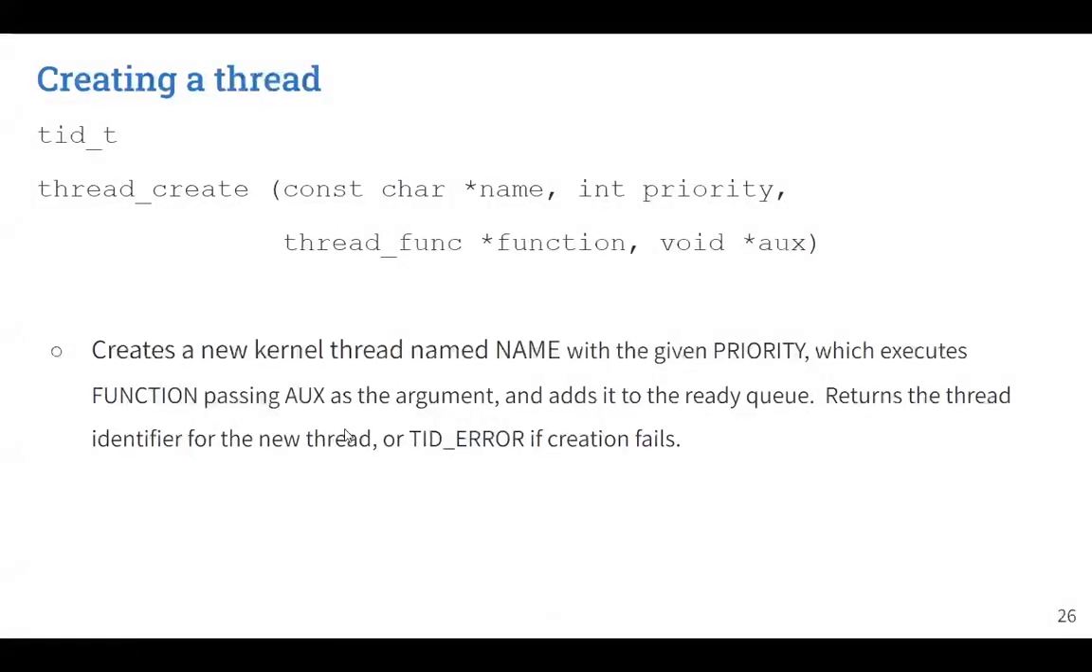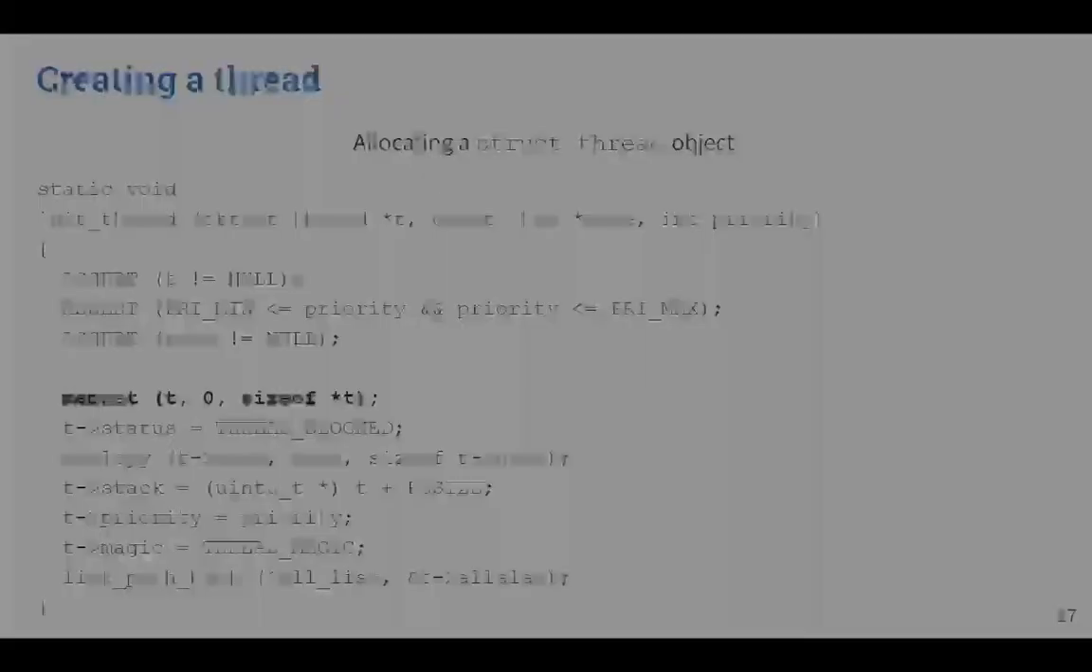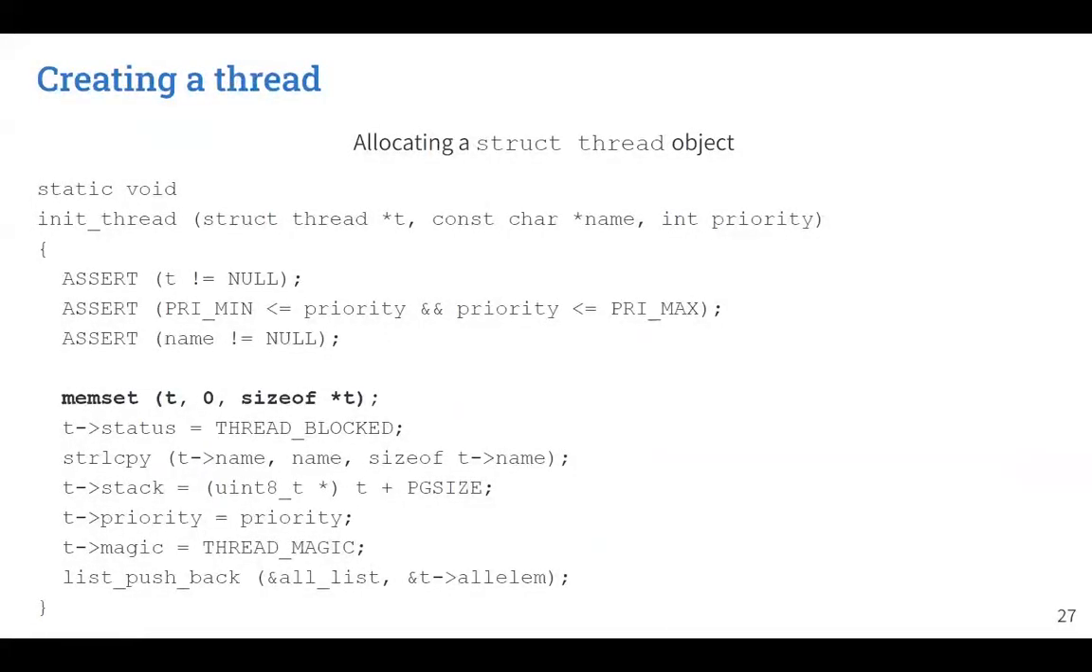So to create a thread, you should use the thread create function. What it does is it creates a new kernel thread named name with the given priority, which executes function passing aux as the argument and adds it to the ready queue. It returns the thread identifier for the new thread or TID error if creation fails. And in the thread create function, we call init thread, and that's where we allocate memory for the struct thread object with memset.